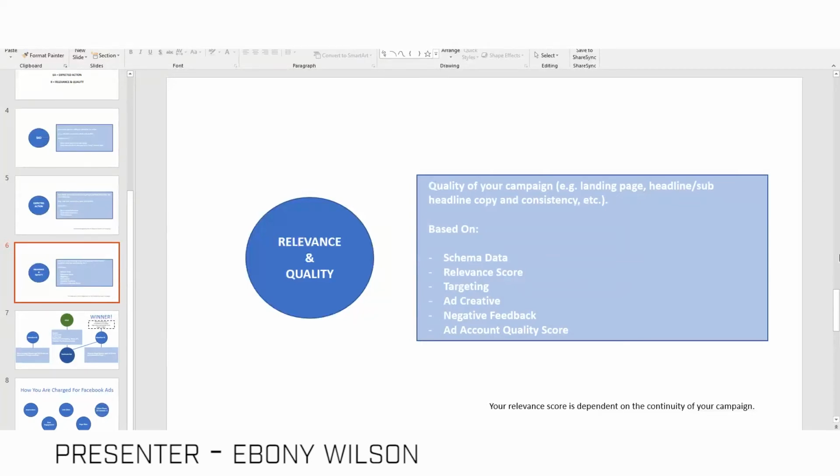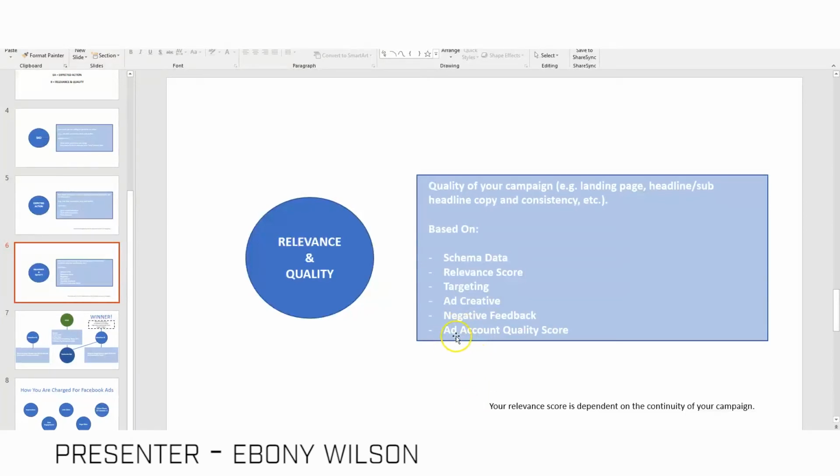And so this is all based on basically your schema data. It's based on your relevance score, your targeting, your ad creative, and also it looks into negative feedback. Like if you're targeting a particular audience, and people are Xing out or blocking your ads from being shown, Facebook is trying to still be user friendly, so you just have to keep that in mind. So it's trying not to show too many ads to people who don't want to see ads in their timeline. So if you're vying for that space, again, your ad has to be relevant.